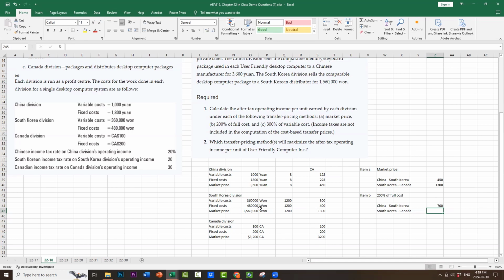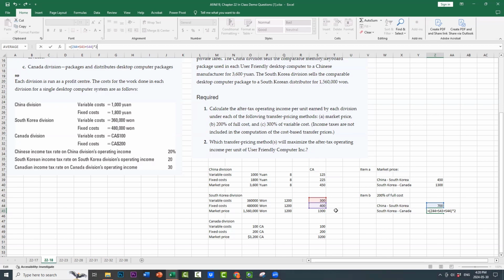So full cost, this is South Korea's variable costs and fixed costs, but South Korea also has to pay the amount from China. So in this case, we're going to take the 700 plus the 300 plus the 400. We're going to add it all together and we're going to multiply it by 2.